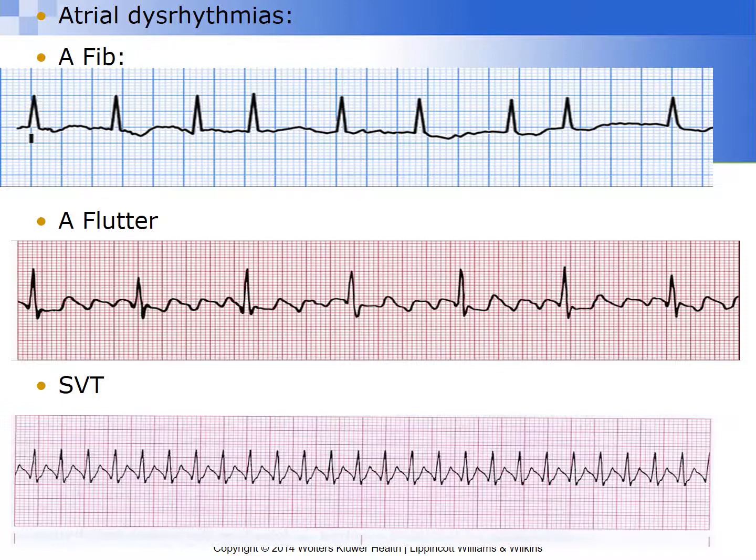And then you have your SVT. Your SVT is supraventricular tachycardia, supra meaning above the ventricle. Okay, it's a very fast rate. You can see it's really, really fast, and it's hard to distinguish between the T wave and the P wave on that.